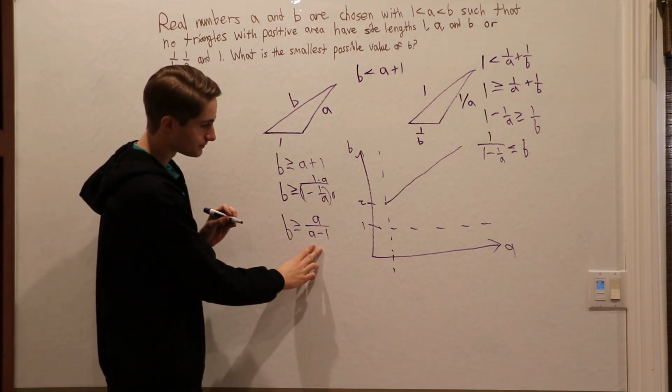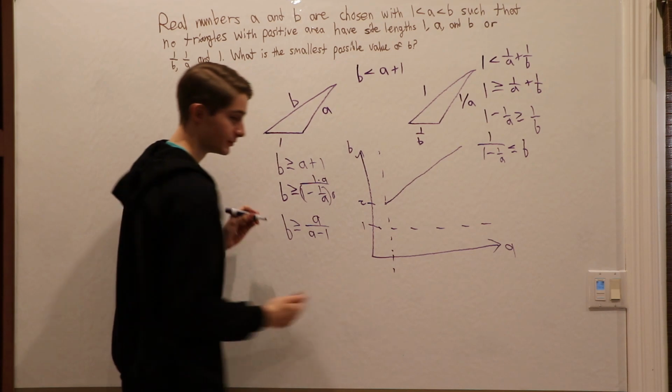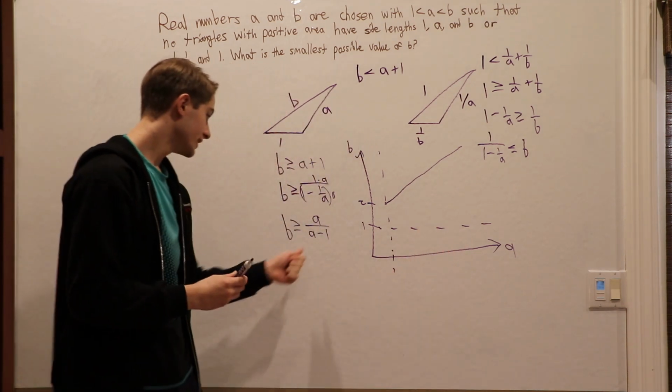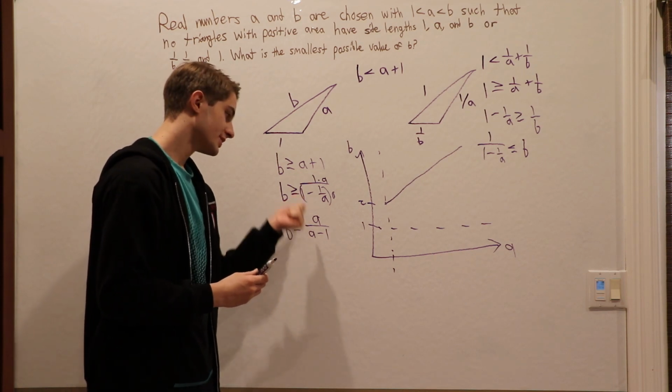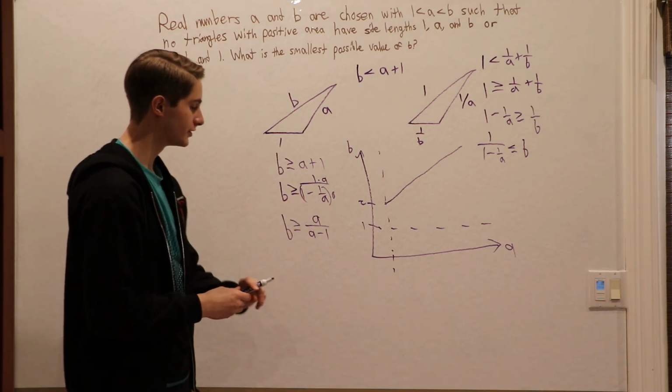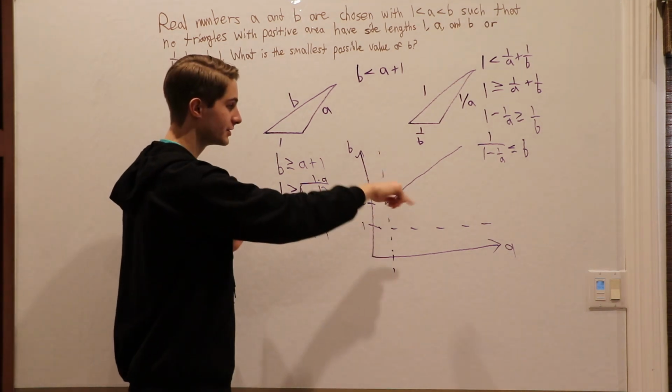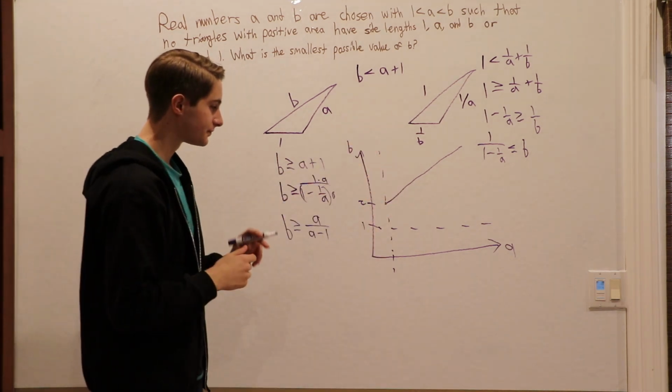So in this case, we know a has to be greater than 1. So let's think about what happens as a approaches 1. Because when a equals 1, we actually get dividing by 0. So that means we're going to have a vertical asymptote at 1. The question is, does b go up or does b go down?